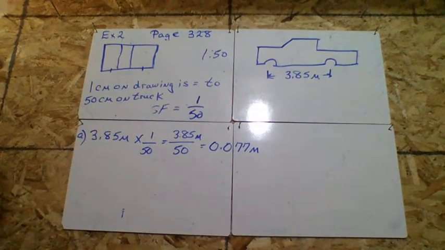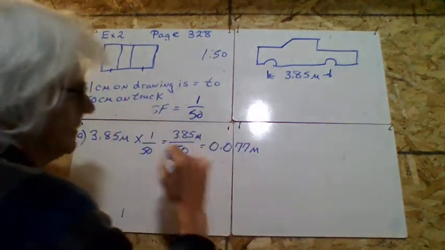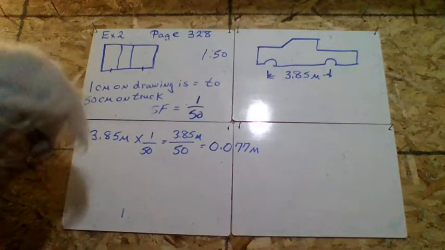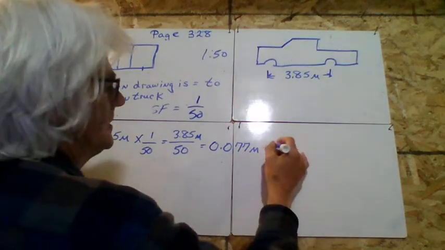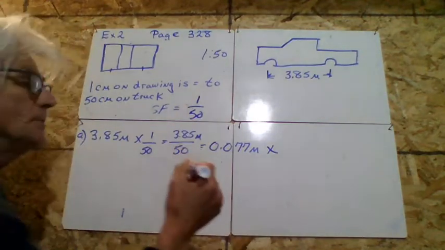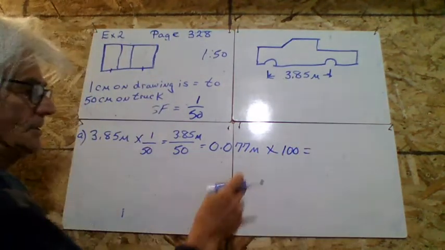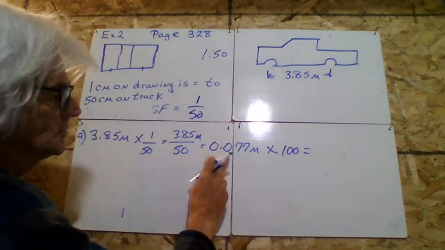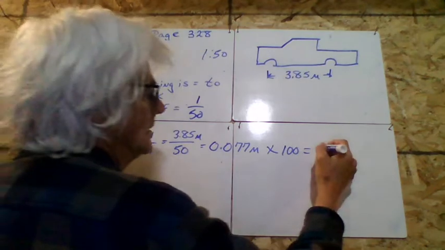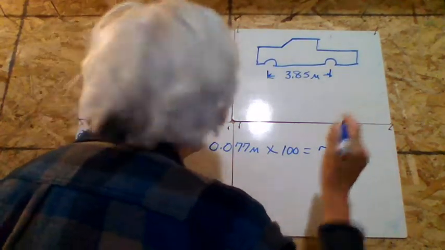And I'm not going to leave it in meters because it's such a small drawing. So I'll change those meters into centimeters. Now, let me see. There's 100 centimeters in a meter. So what's that do? When I multiply by 100, I got 2 zeros, so that's going to move the decimal place over 1, 2. So that'll be 7.7 centimeters.